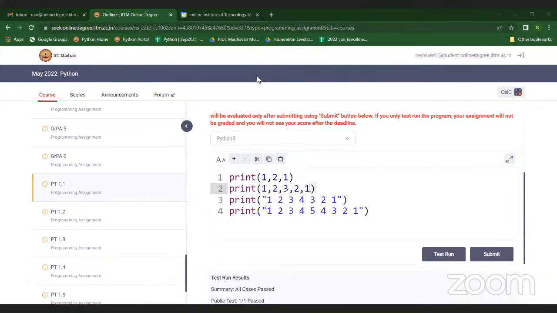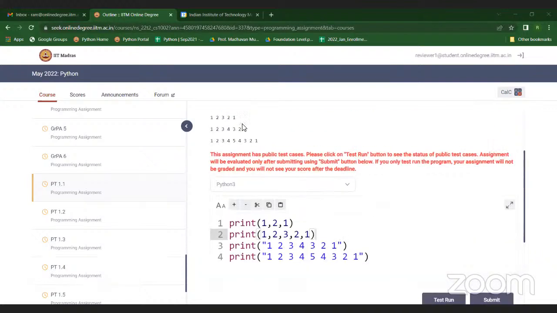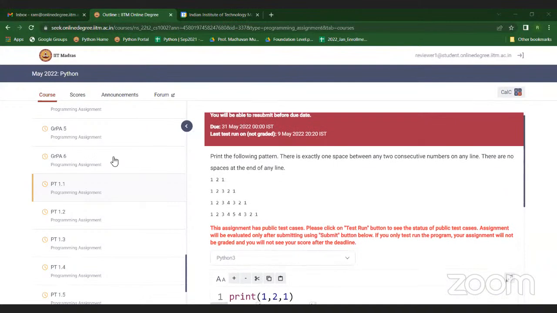No, the GRPA problems cannot be discussed until the deadline is over. Sir, I have a query regarding GRPA 6. In GRPA 6, we are told that we have to solve it using the week 1 concept.